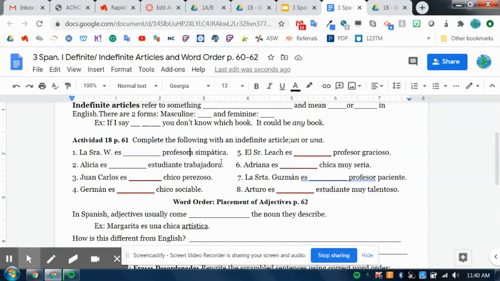Número dos, Alicia es, we know Alicia is a girl's name. We also see trabajadora here for the adjective, so we know our adjectives and nouns, we just learned this, they have to match in what? Number and gender, right? So the gender here is a dead giveaway that our gender of our indefinite article here has to also match. So we have to use una. Go ahead and pause the video here and fill the rest of these in. Okay, I'm just going to call out the answers for the rest of these. For number 3, we have un, 4, un, 5, un, 6, una, 7, una, and 8, un.